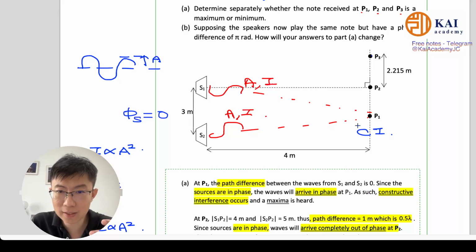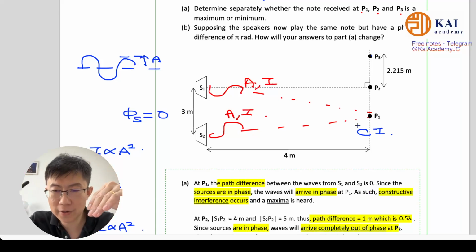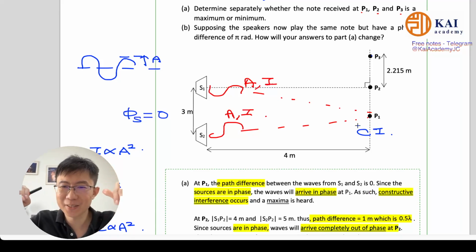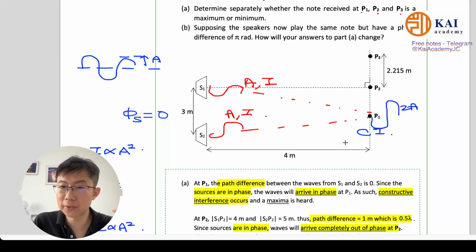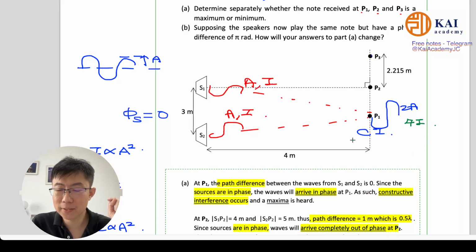And in constructive interference, the crest and the crest will construct, so you can think of it as adding up. And so you're going to get a waveform at P1 that has twice the amplitude. Since it has twice the amplitude, and intensity is proportional to amplitude squared, it actually gives us an intensity of 4I. So it's not intensity of 2I.